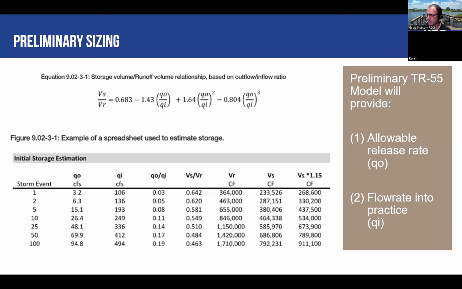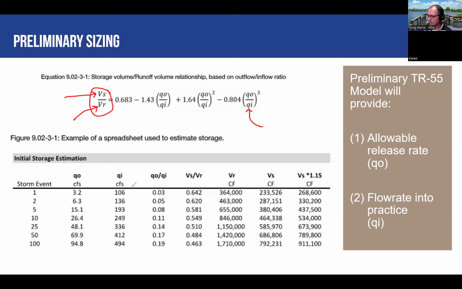So there are some equations in the stormwater manual in section 902 that talk about preliminary design and estimating storage. This equation can look a little scary with things to the second and third power, but it's really not that bad if you import it into a spreadsheet. What this is basically telling you is that your ratio of outflow to inflow, which is QO over QI, goes into this part of the equation, and that allows you to solve for the ratio of the expected storage you will need to the volume of runoff you're actually getting from your development.